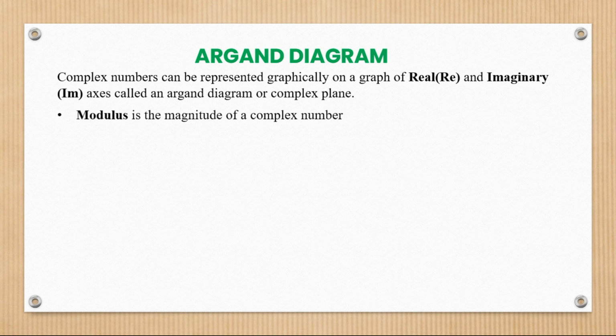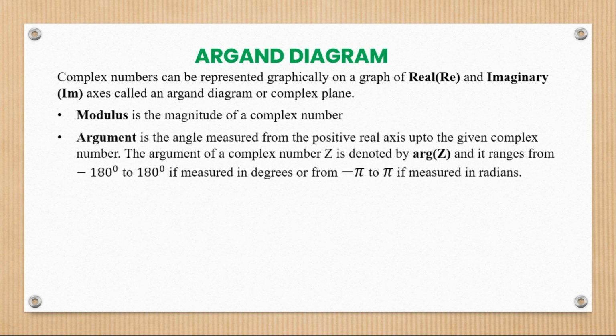Now this one you may be familiar with already because you've already done it before, because modulus is the magnitude of a complex number. So you've already done this before, but we're going to do more of that again in this section. Now we're going to be introduced to a new term, which is argument. So what is an argument? An argument is the angle measured from the positive real axis up to the given complex number.